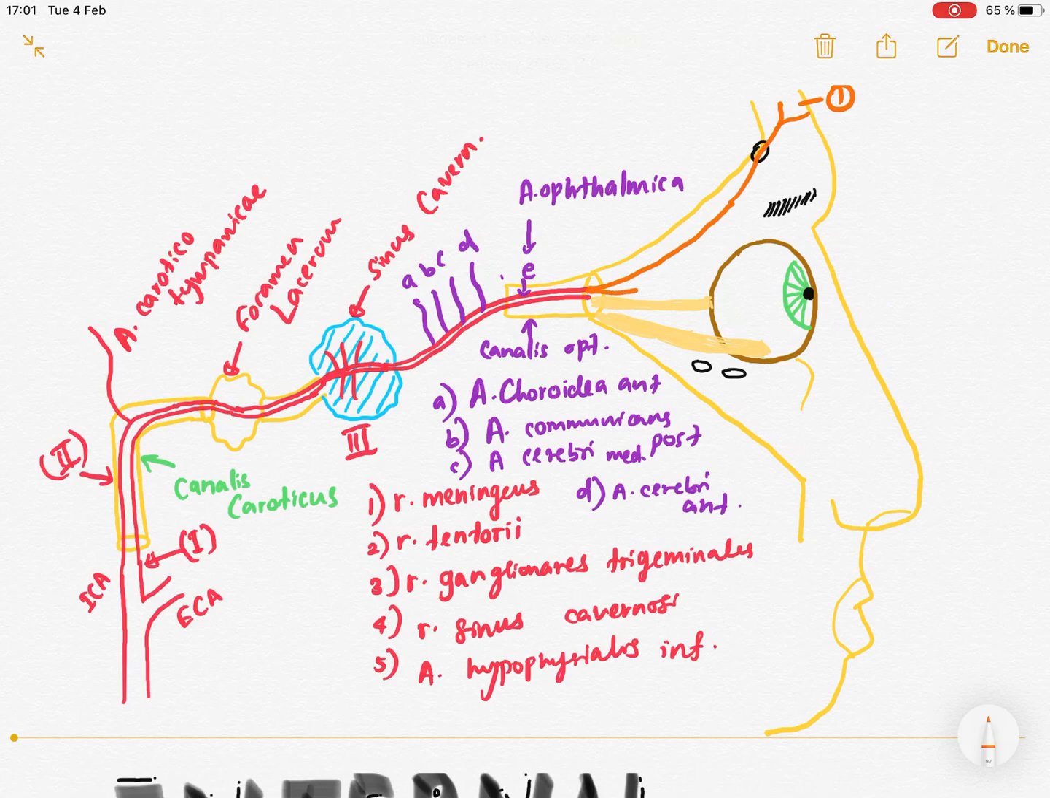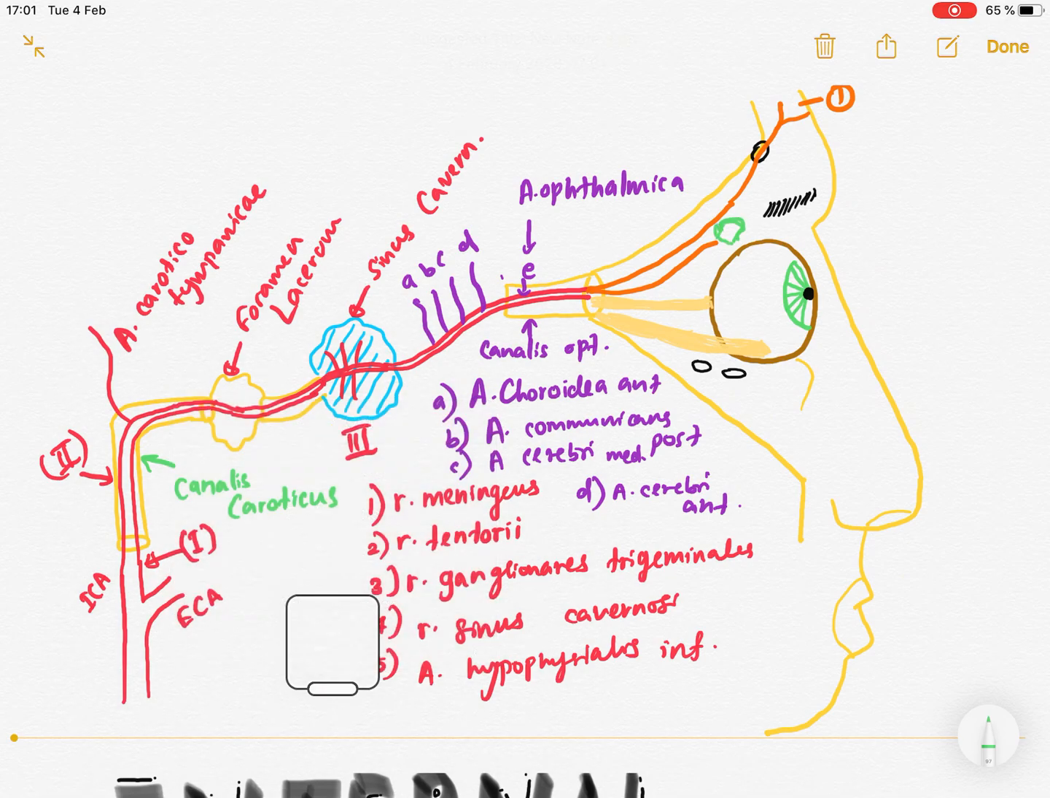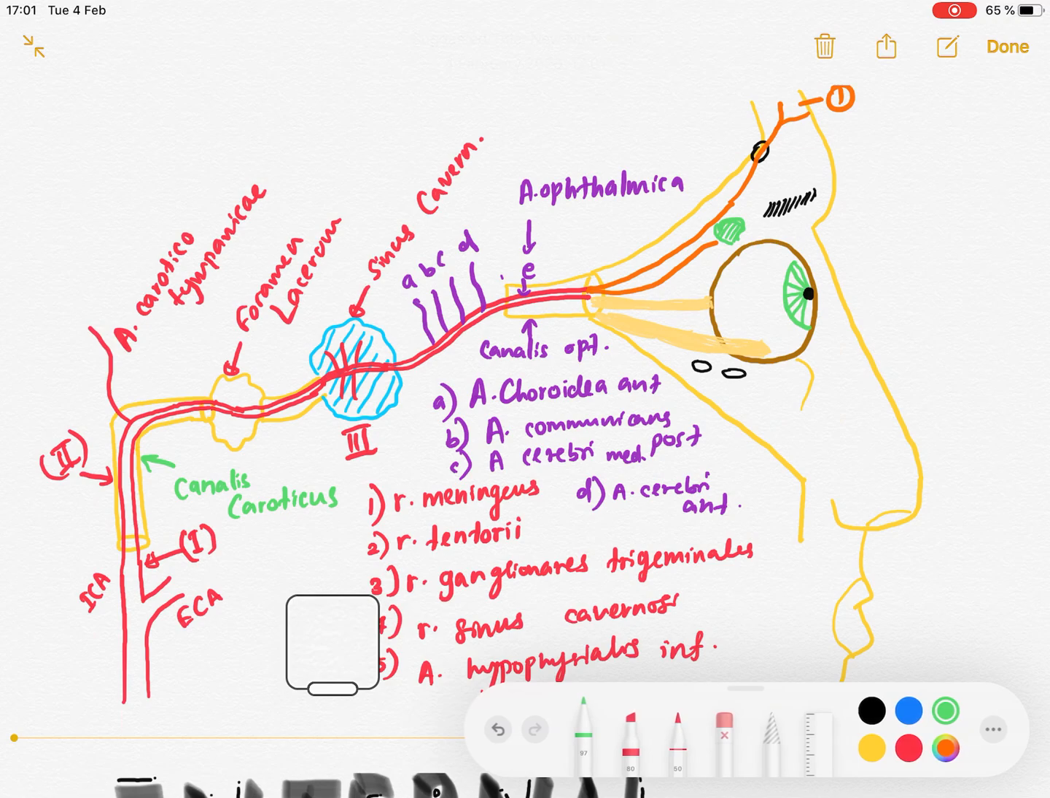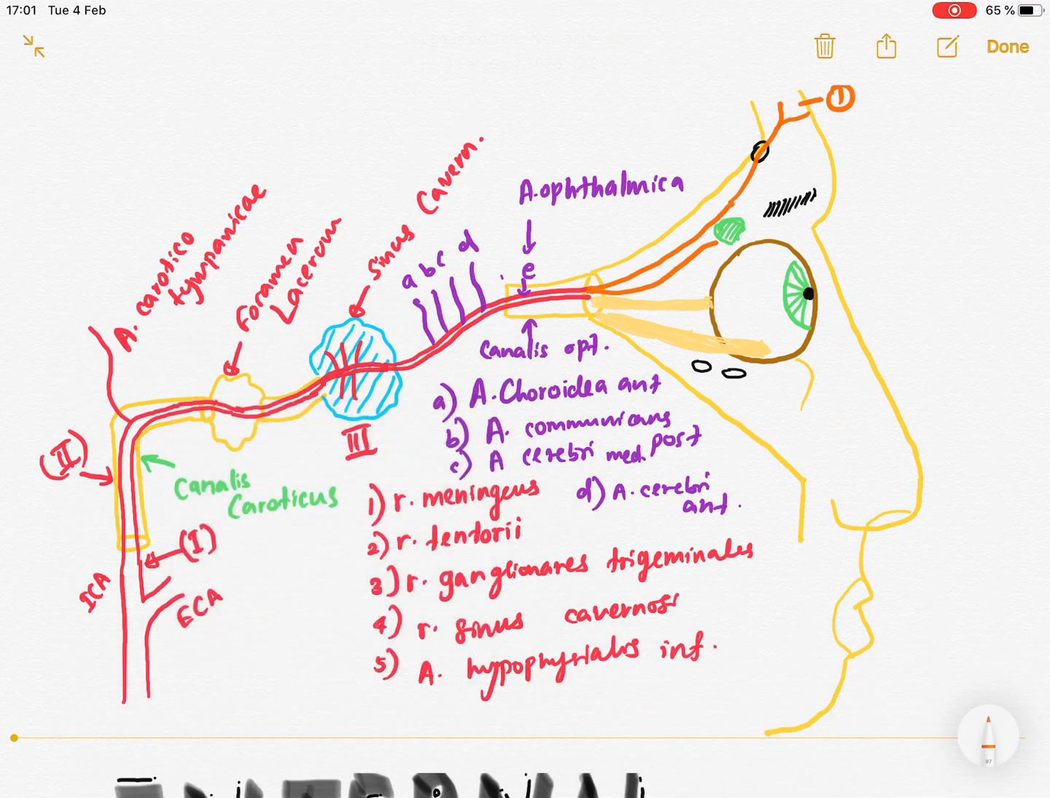And then we will have another branch going like this, and here we will have the lacrimal gland, and it will go to the lacrimal gland. So that is obvious. So this is arteria lacrimalis. So I will write 2 there.